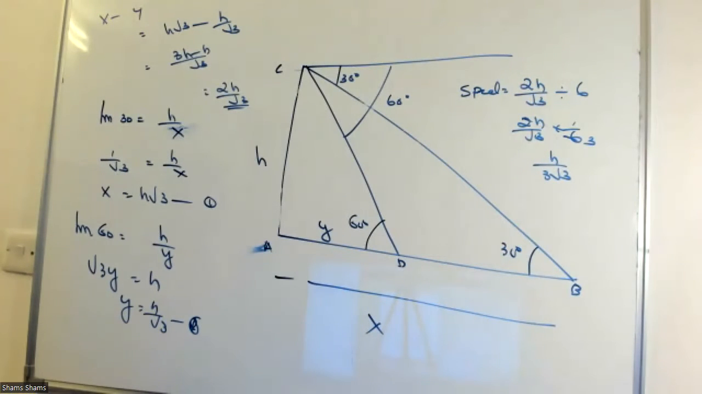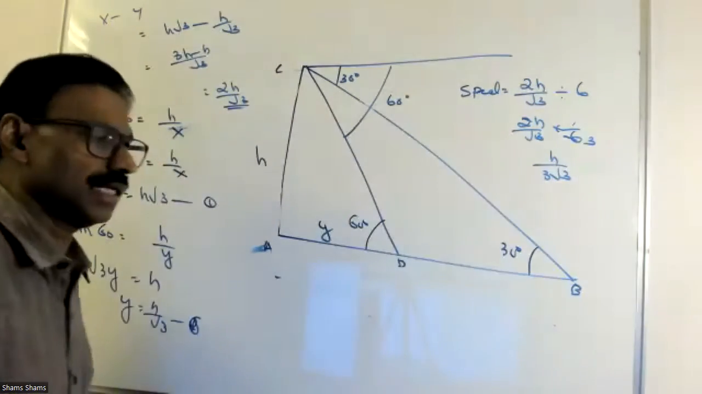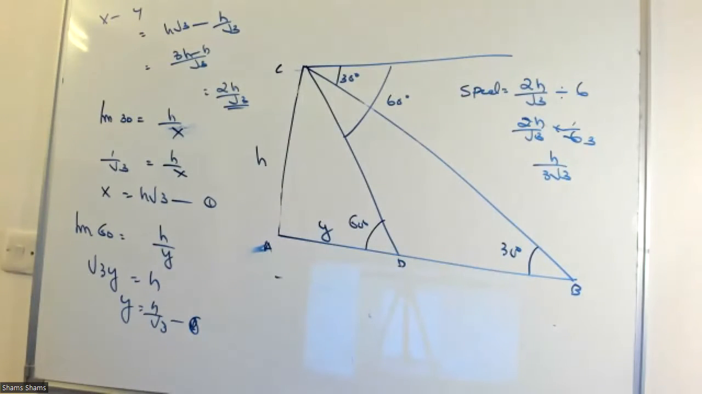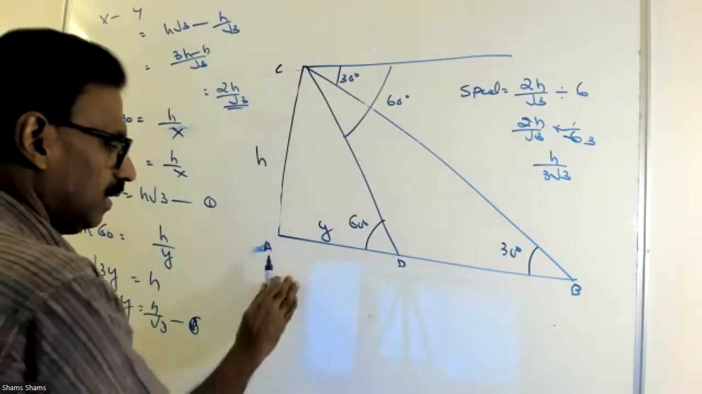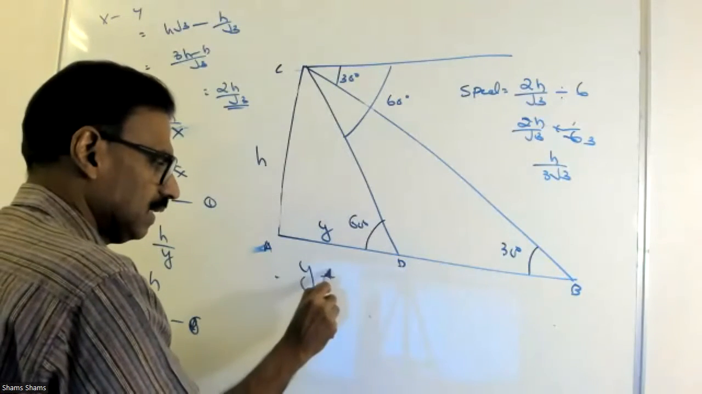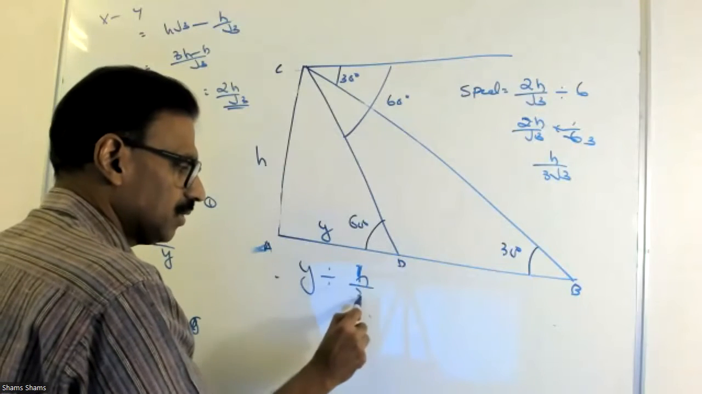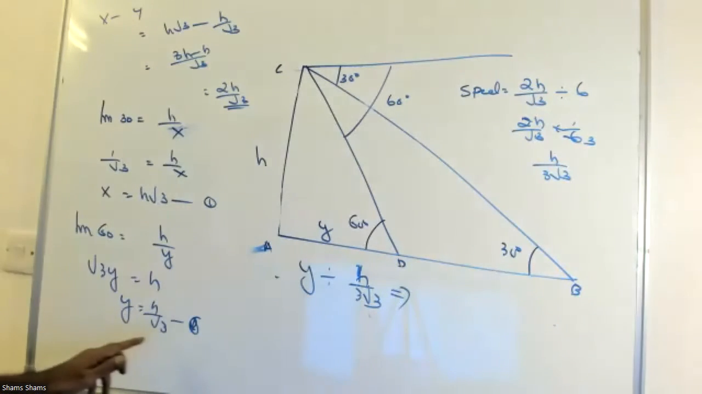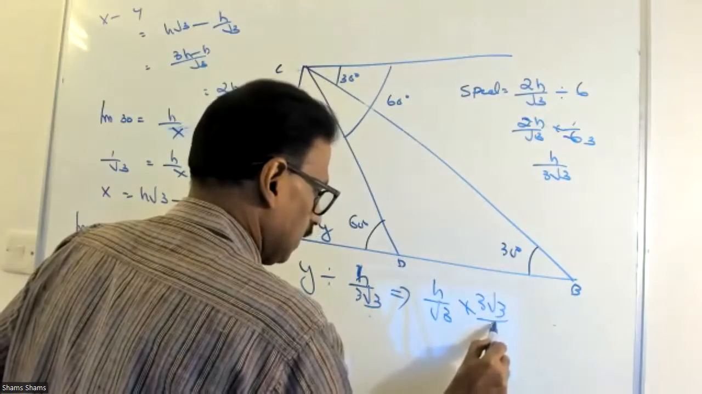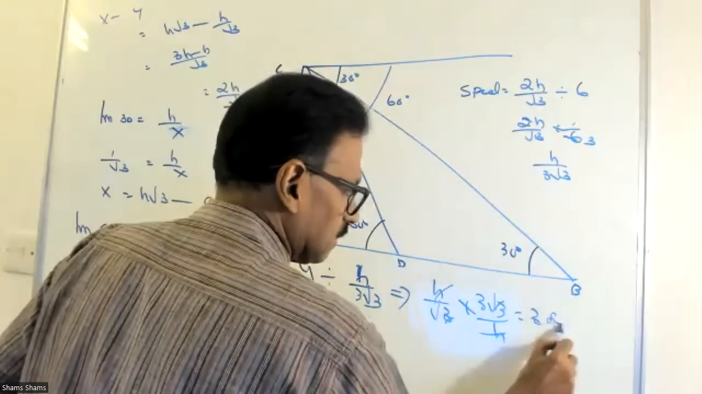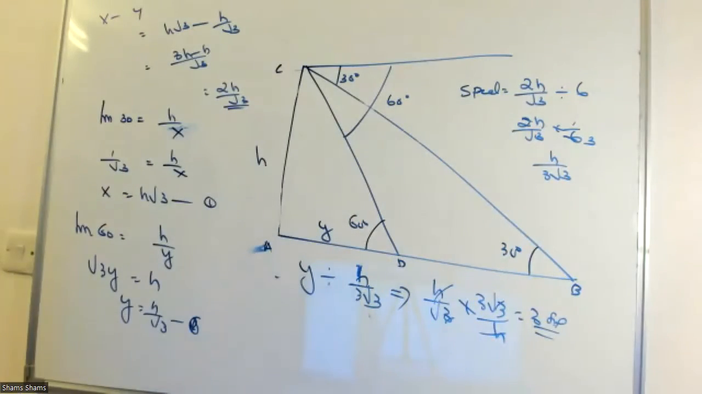Then, since the speed is uniform, speed of the car from D to A is also H by 3 root 3. Hence, time taken from D to A is Y distance divided by H by 3 root 3. That is Y equals H by root 3, so H by root 3 into 3 root 3 by H. Cancel. That means 3 seconds. That means from D to A, the car will take 3 seconds.